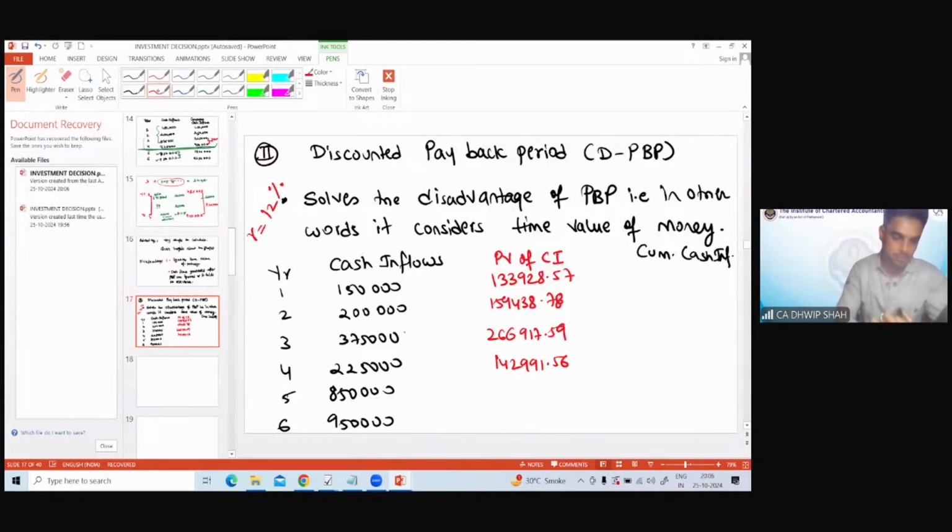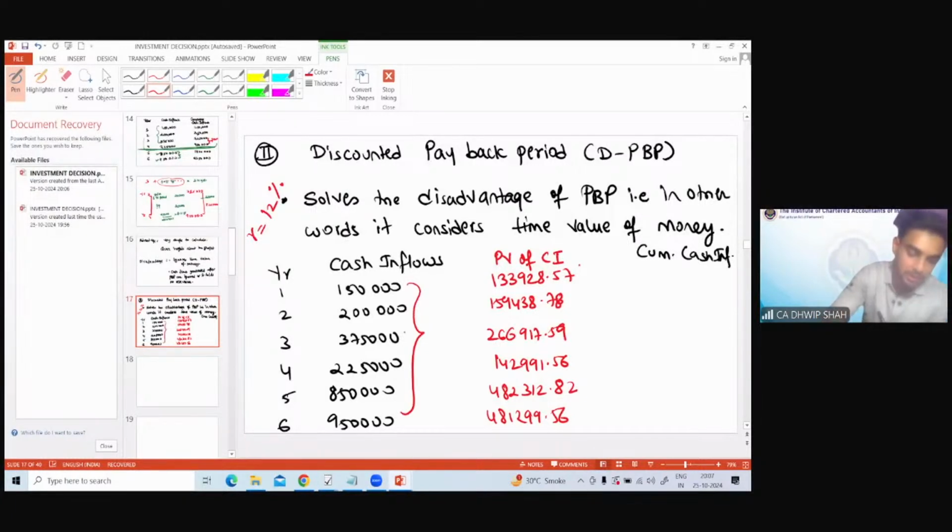850 divided by 1.12, press equal to 5 times: 482,312.82. And for year 6, 950 divided by 1.12, 6 times: 481,299.56. So now, instead of taking cumulative of absolute numbers, you have to take cumulative of relative numbers, that is, of the present values.